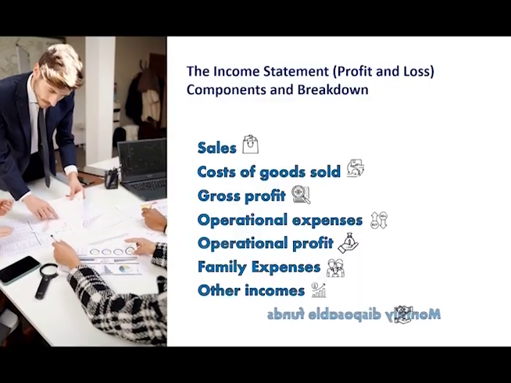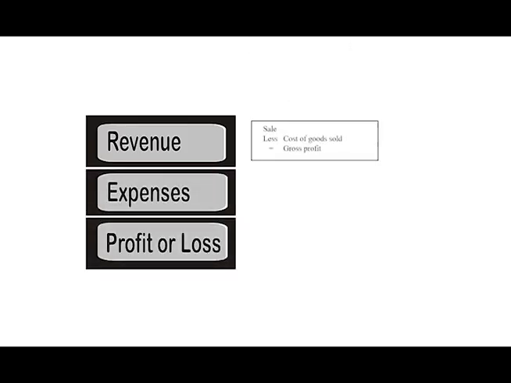The profit and loss has three main components, namely revenue, expenses, and the profit or loss. The revenue part takes cognizance of the total sales made for the day, from which we deduct the cost of goods that has been sold, which gives us the gross profit.